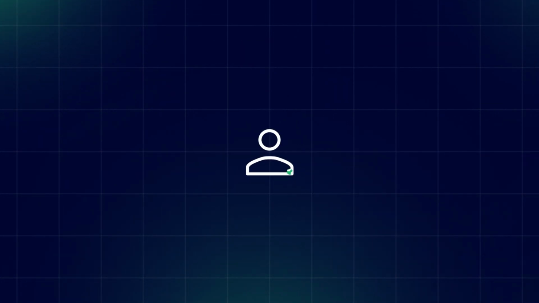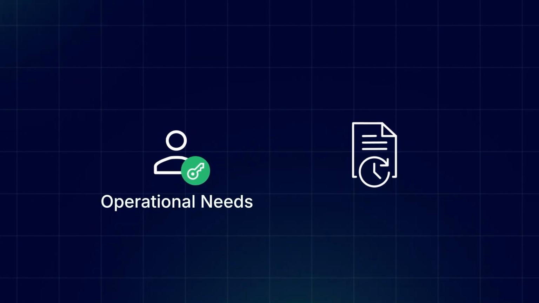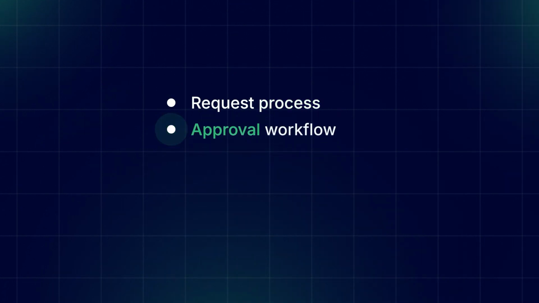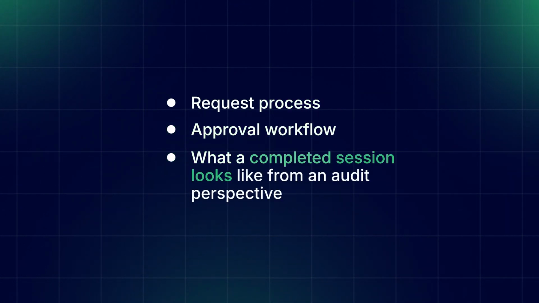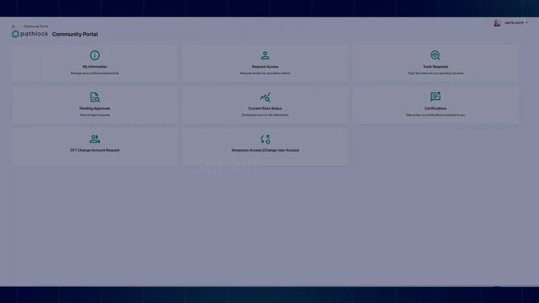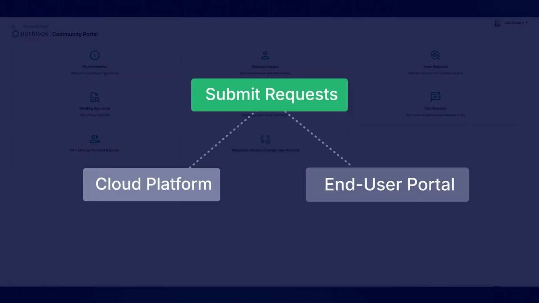Users can request elevated access based on their operational needs, and all activity is automatically logged for complete visibility and compliance. We'll walk through the request process, the approval workflow, and what a completed session looks like from an audit perspective. Pathlock allows users to submit requests through both its cloud platform and a customizable end-user portal.